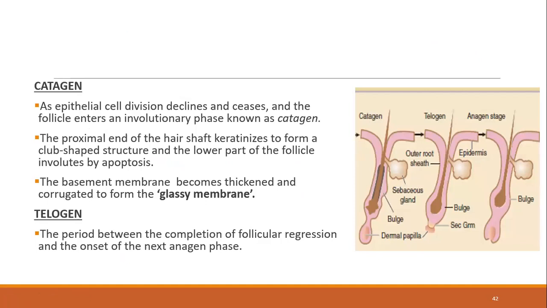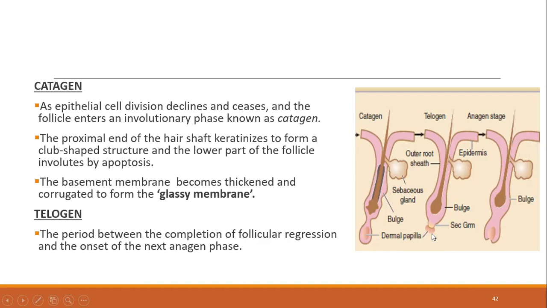Now, briefly, the catagen phase. As the epithelial cell division declines and ceases, the follicle enters into an involutionary phase known as the catagen phase. In catagen phase, the proximal end of the hair shaft keratinizes to form a club-shaped structure, and the lower part of the follicle involutes by apoptosis. Basement membrane becomes thickened and corrugated to form a glassy membrane.